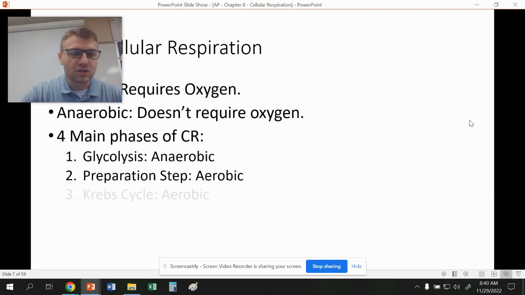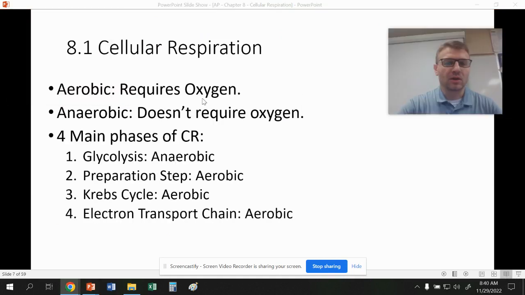All right, cellular respiration. We have 4 different steps here, and we should know the difference. Aerobic requires oxygen. Anaerobic doesn't require oxygen. The only step that's anaerobic is glycolysis, and again, we'll get to more about why that is later on. But then we have the prep step, Krebs cycle, and electron transport chain. These 3 steps are aerobic. So if you don't have oxygen or you don't have enough oxygen, these 3 steps will not work. Glycolysis will occur whether there's oxygen or not. But yes, glycolysis is anaerobic, and the next 3 steps are aerobic.